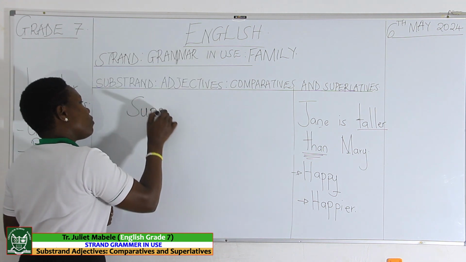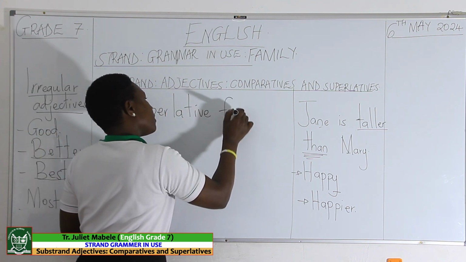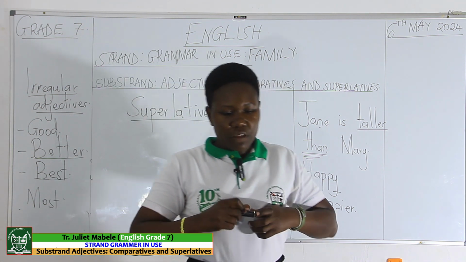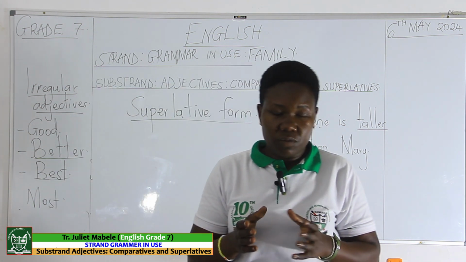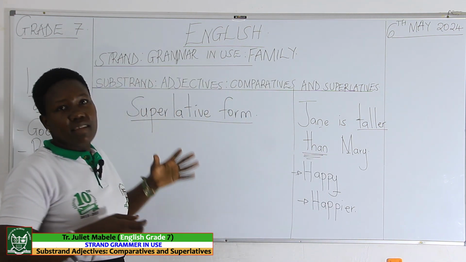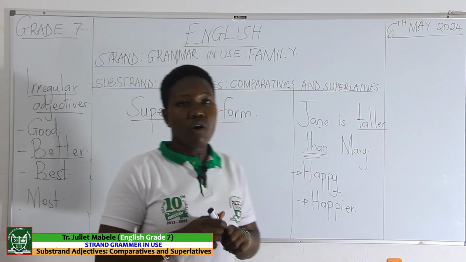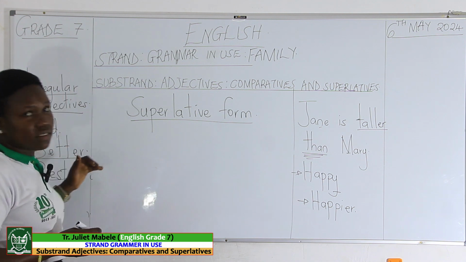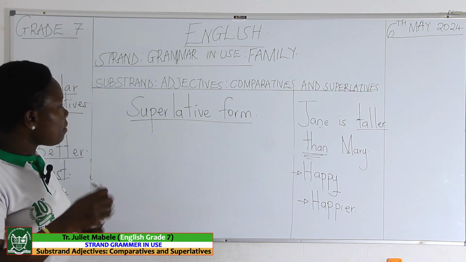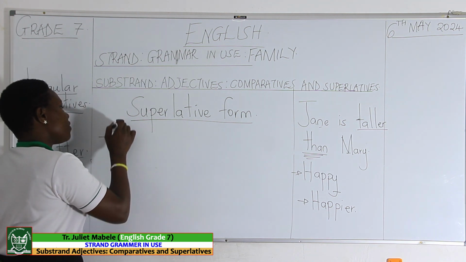So let's look at the superlative form of adjectives. Now, when we talk about the superlative form of adjectives, what are we saying? We are saying that these are words that compare three or more nouns, that is people, places, or even things. For example, we have the adjective big.